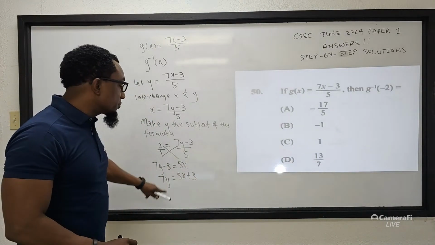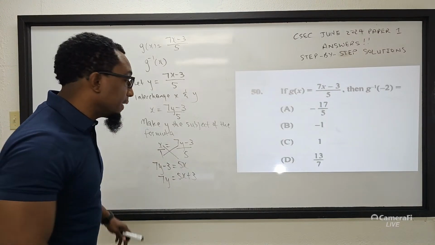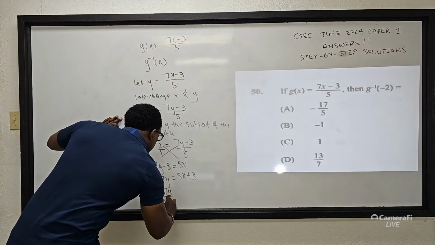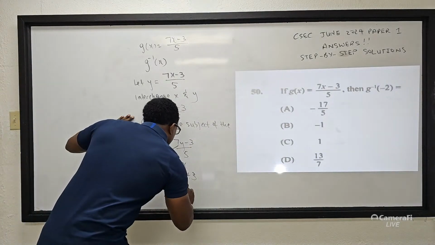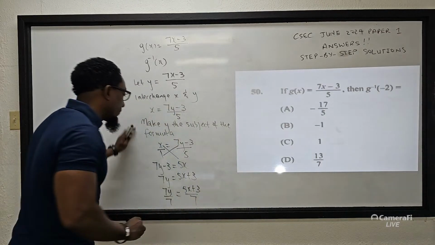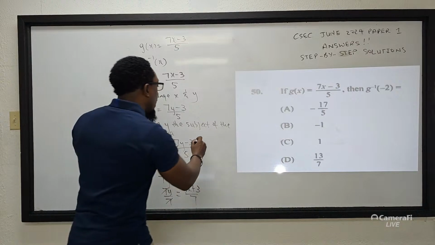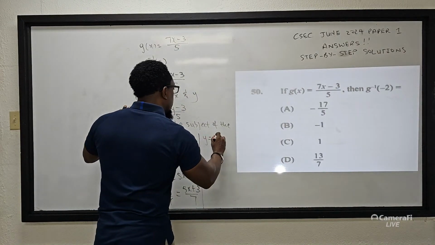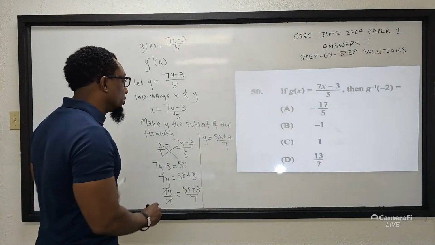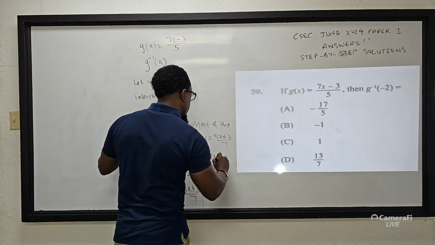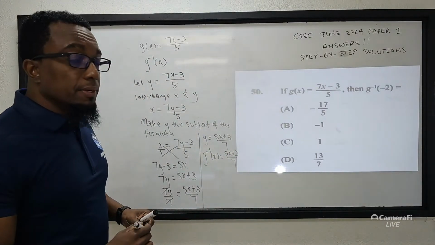And then to make y the subject, I need to remove that 7 in front of y. So because it's 7 times y, the opposite of multiplication is division. So I divide 7y by 7, and I divide 5x plus 3 by 7. 7y divided by 7, my two 7's divide into each other. Y is now the subject, which is equal to 5x plus 3 over 7. And this here represents g inverse of x. So that is g inverse of x.